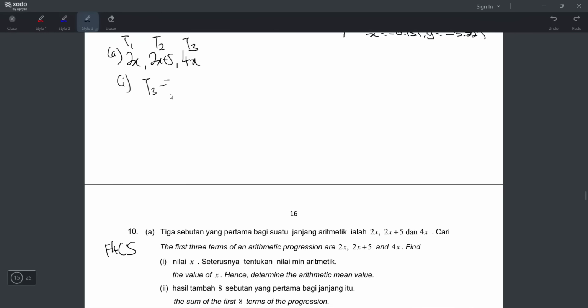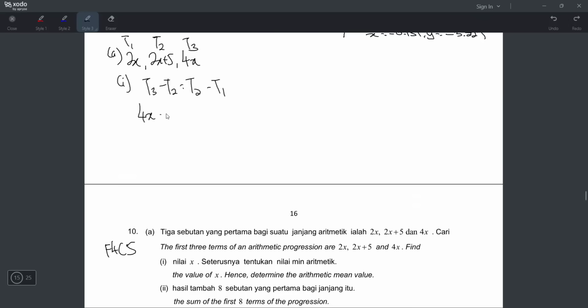Just do T3 minus T2 equals T2 minus T1. And the way I always teach my students, I always tell them, if your progression has an unknown, x, k, y, z, any unknown, you do it like this. T3 minus T2 equals T2 minus T1. Because when the terms are right next to each other, they will definitely have the same difference. So you just find the difference and then make them equal.